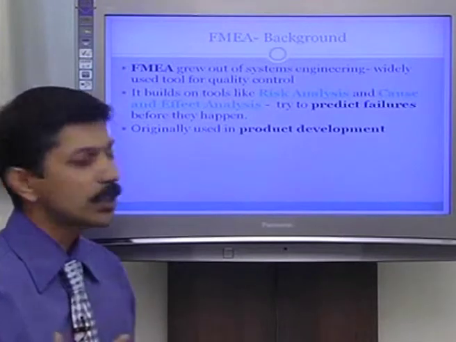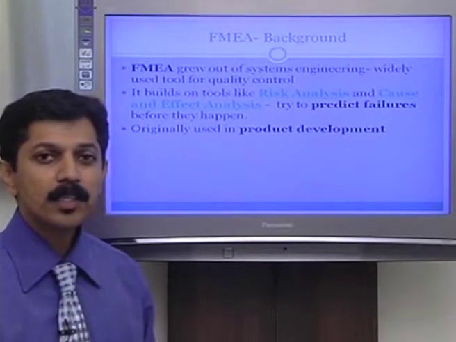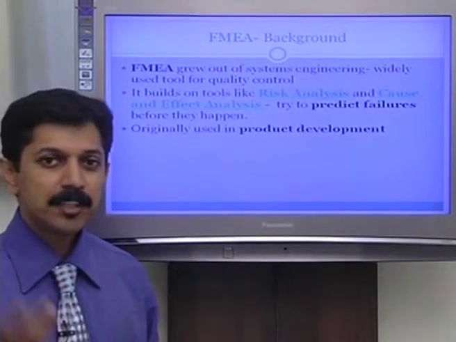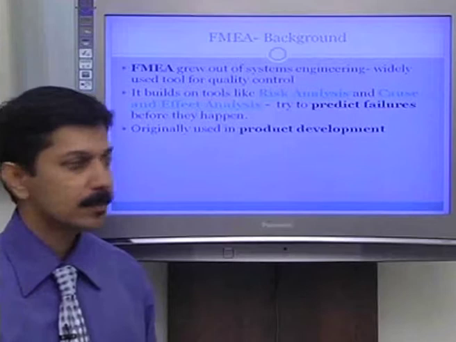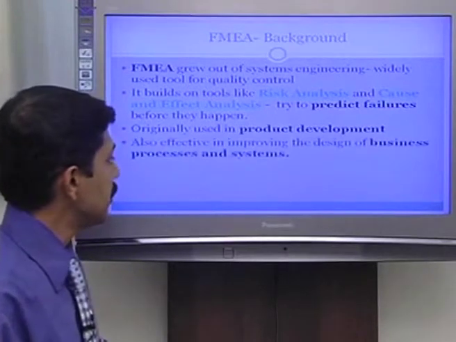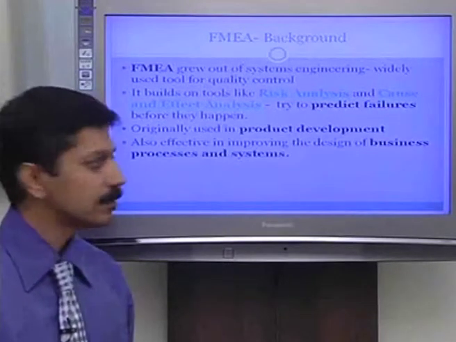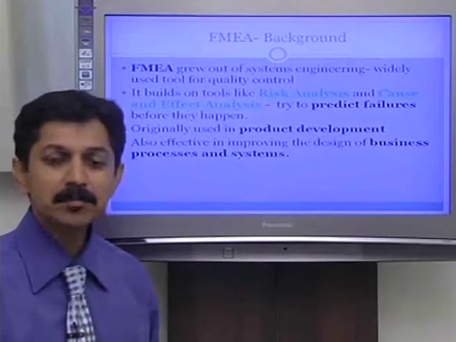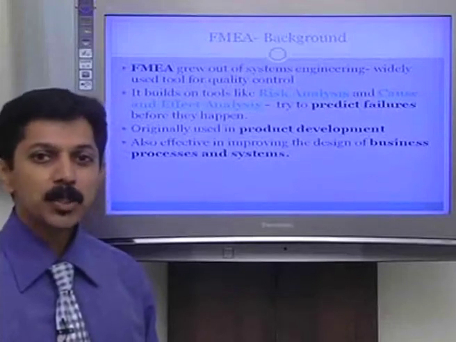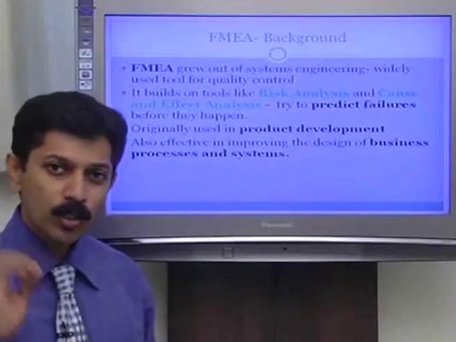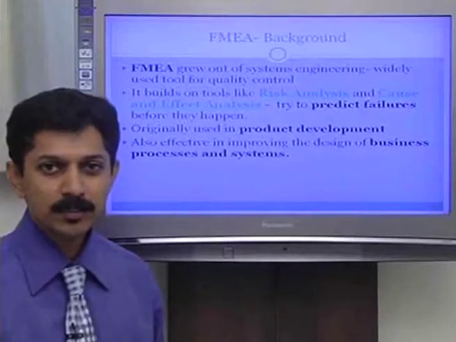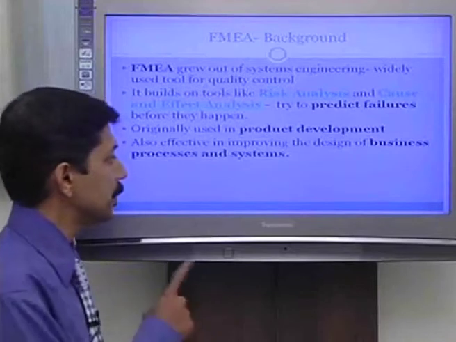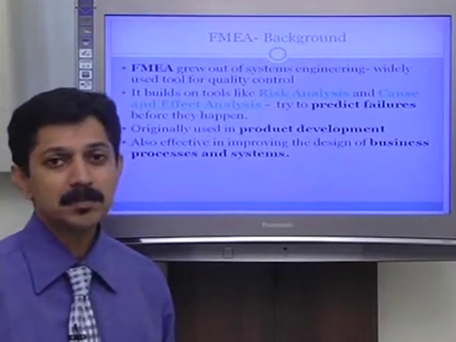FMEA was originally used in the product development stage, especially in the manufacturing kind of process. FMEA is also effective in improving the design of business processes and systems. So please note that FMEA is not only for the manufacturing units but can be used very effectively for business processes and business systems as well.